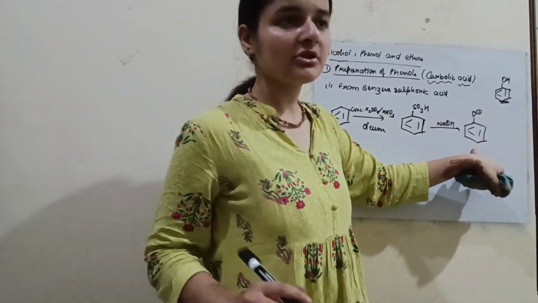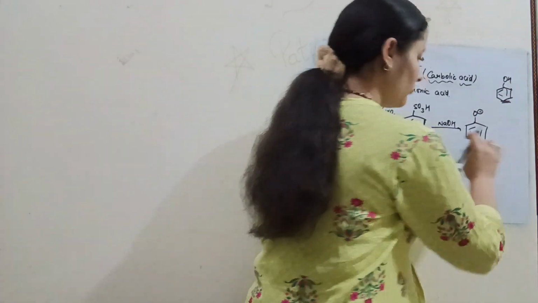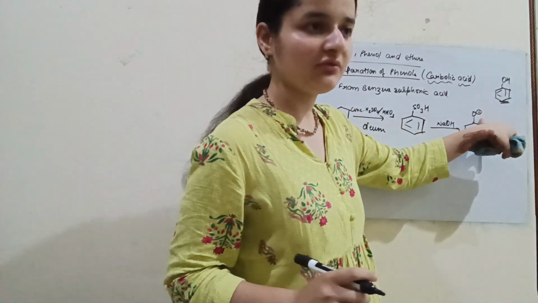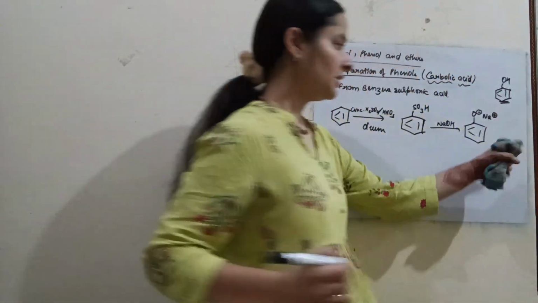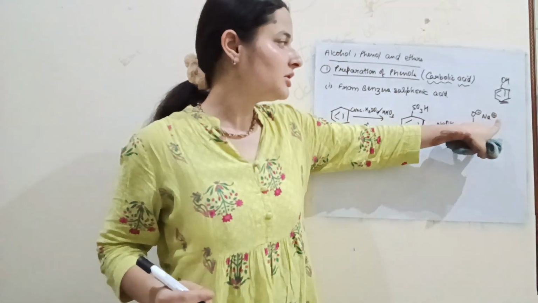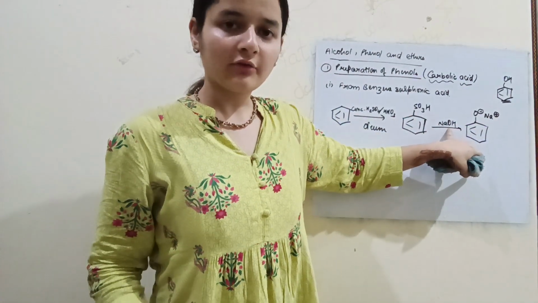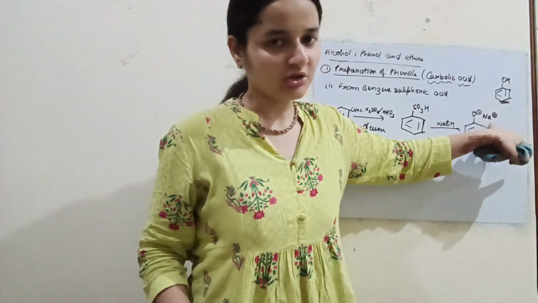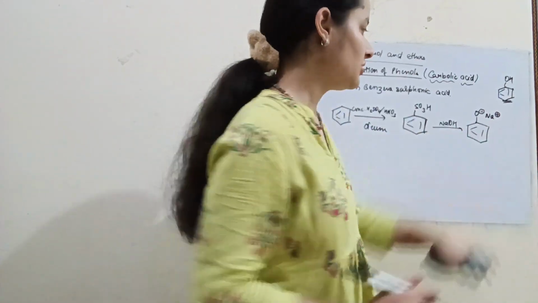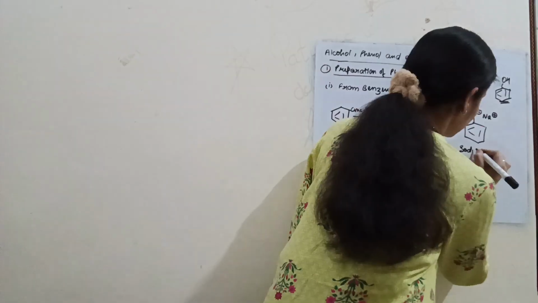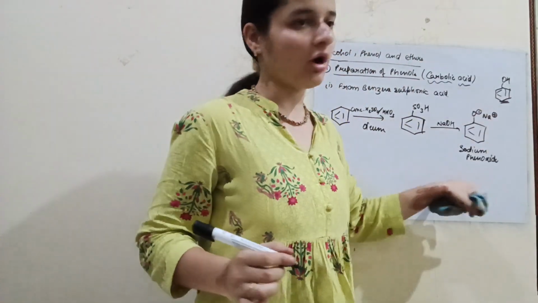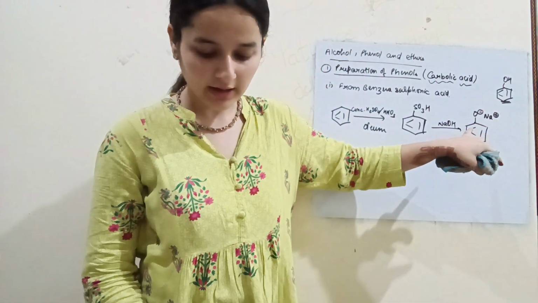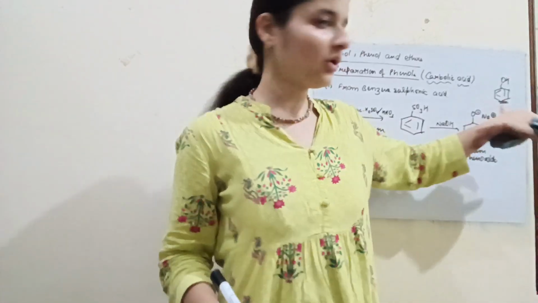So it will give sodium phenoxide. What do we mean by sodium phenoxide? O negative charge is there and sodium positive will neutralize this charge. So sodium we have got from NaOH and it will neutralize the charge of oxygen over here, and this is sodium phenoxide. Now this is a salt, and how will you get phenol from it?